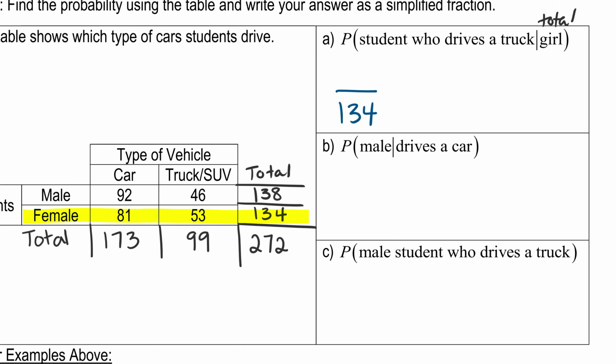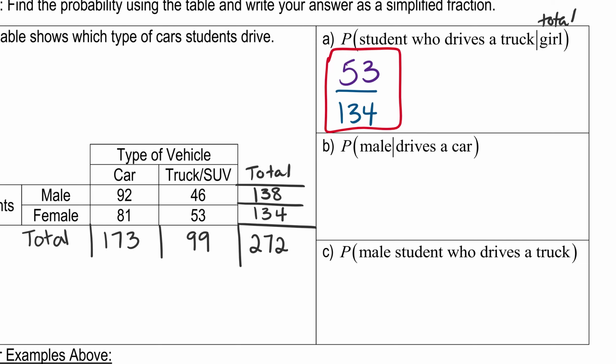Okay, so in this row, my total is 134. That's the total number of girls. Now, out of those, how many drive a truck? I look at truck right here, that would be this number, so 53. And then you see if you can reduce. I can already tell you that you can't, so this would actually be our final answer. Hopefully that was not too bad. Maybe the next one will help.